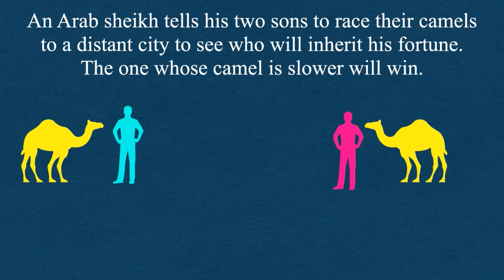So let me repeat the puzzle. An Arab sheikh tells his two sons to race their camels to a distant city to see who will inherit his fortune. The one whose camel is slower will win. The brothers, after wandering aimlessly for days, ask a wise man for advice. After hearing the advice, they jump on the camels and race as fast as they can to the city. So let's check the solution now.